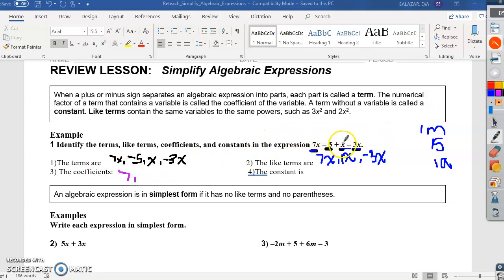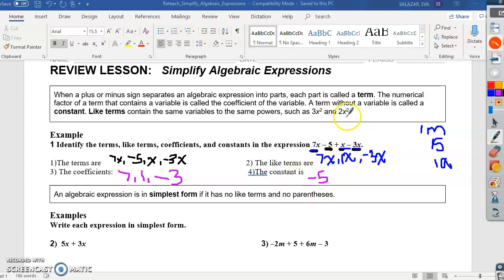For -5, and of course a coefficient is the number in front of the variable. So since that -5 is a constant, it doesn't have a variable behind it, there is no coefficient here. So for x, the coefficient would be 1. For -3x, the coefficient is just -3. And the only constant here is -5. The number without the variable is called a constant.